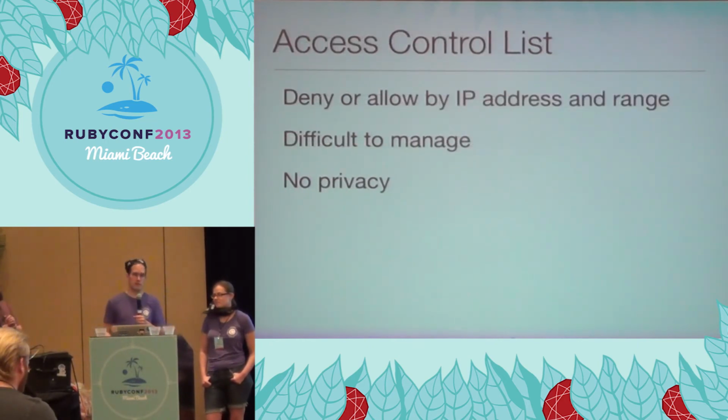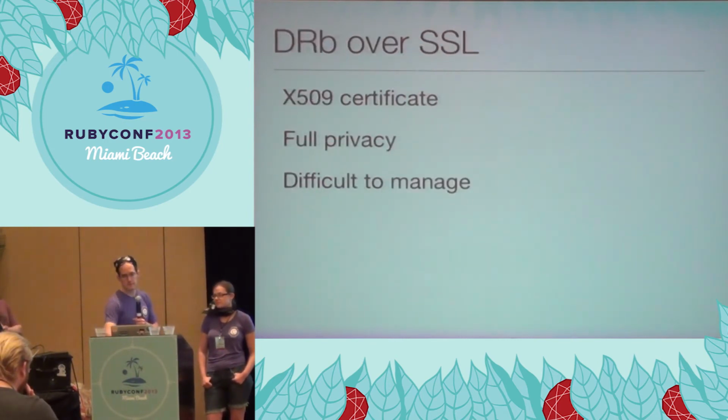If you're running on a network, you can use an access control list. It's like all of the other access control lists, allow and deny by IP address or IP address range. But this can be difficult to manage. Like if you're in a cloud computing environment, then your IPs are going to be changing all the time. And there's not really any data privacy. So if you have something secret that you want to send, you probably don't want to use this.